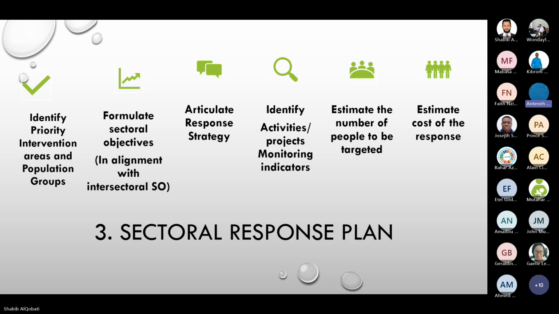And of course, the most important part of this, which applies to both the sectoral level and the intersectoral level process, is the estimation of the cost of the HRP.